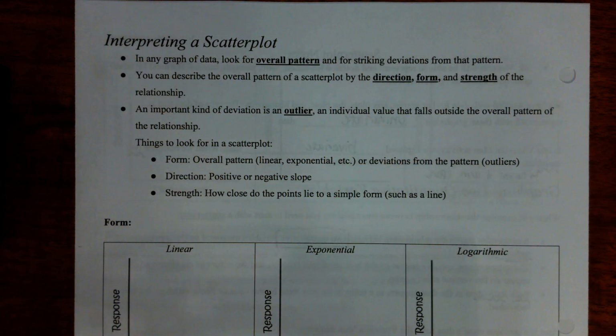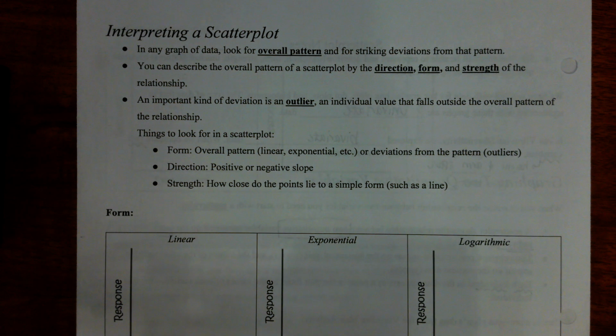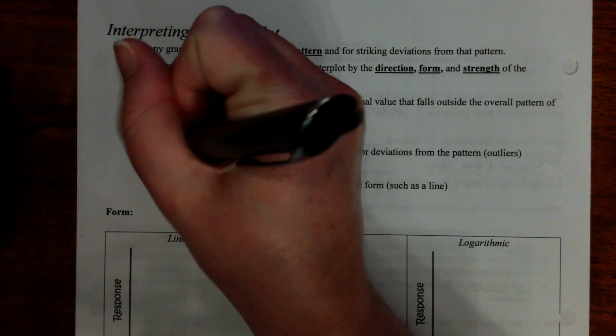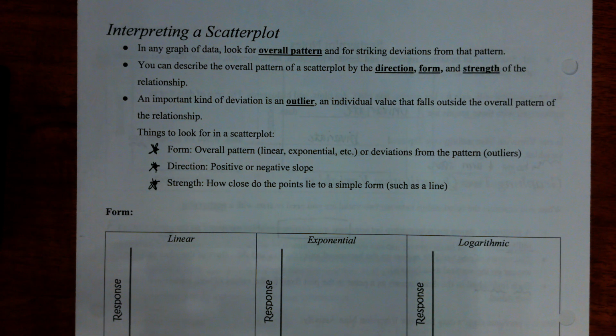Just like what we had with outliers when we're looking at one variable, we're going to be taking a look at the overall pattern and see if it lies outside that pattern. So when we're looking at our scatter plots here, we're going to take a look at form, direction, and strength. So the form is just looking at the overall pattern of the data, seeing if it actually leads to a pattern or not.